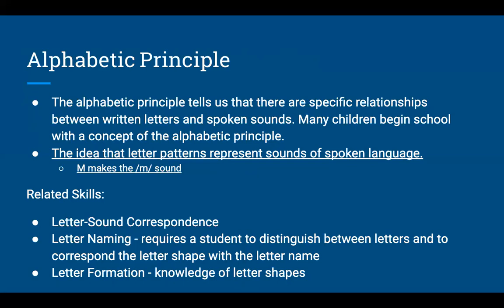We'll dive into all these concepts in the next couple slides. They're pretty self-explanatory once you think about it a little bit. So knowing a letter has a corresponding sound, being able to name a letter, so naming the letter M, and then letter formation is knowledge of the letter shape. So being able to begin to write the letters, or you can see the letter and know its name.